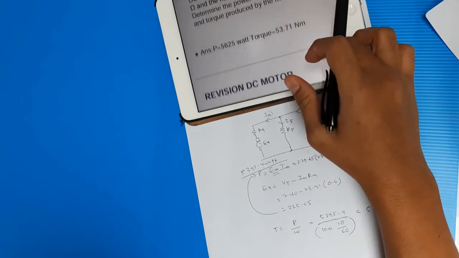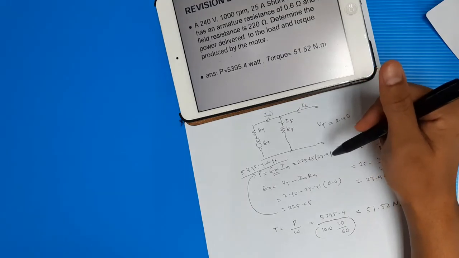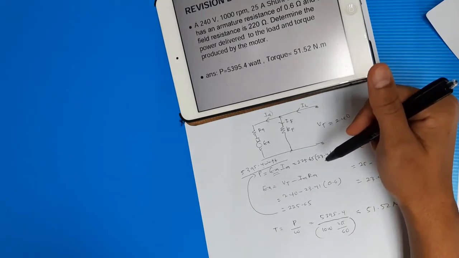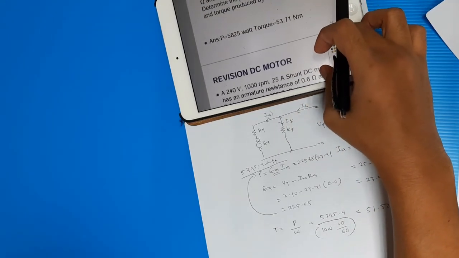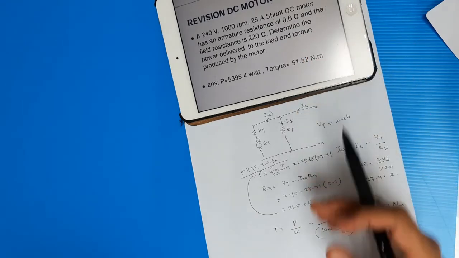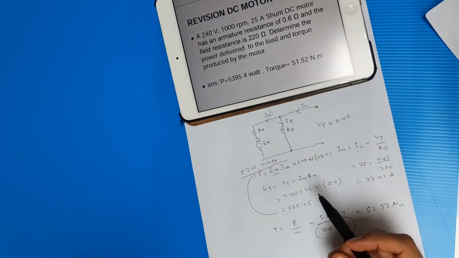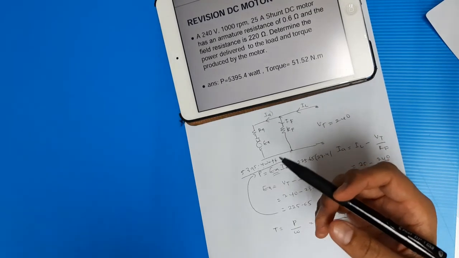So even though the parameters are similar, the voltage source, the speed and the current, it gives a different value if we use a different type of motor. So be careful when you answer the equation, either shunt or separately excited. These two are the only ones we cover for our syllabus. Just simple. So you guys can practice again and remember, last semester's subject. Alright, thank you, that's all.